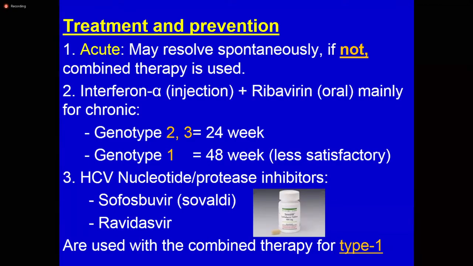Okay, so this combination, interferon and ribavirin, which can be given orally, of course, for genotype 2 and 3 for 2 years. For genotype 1, which is more aggressive, we can give it for 48 weeks. Sorry, not 2 years here, 24 weeks. And here we give it for 48 weeks. Okay? 24 weeks and 48 weeks.